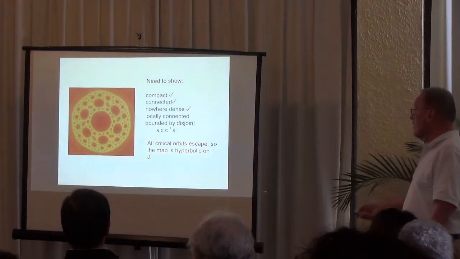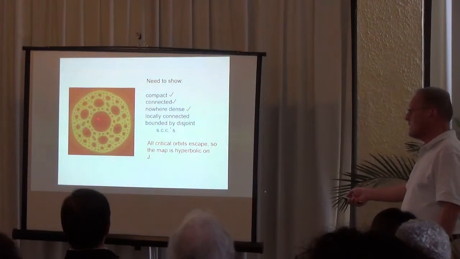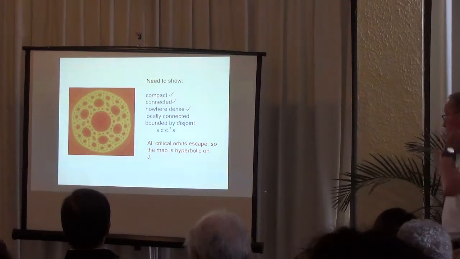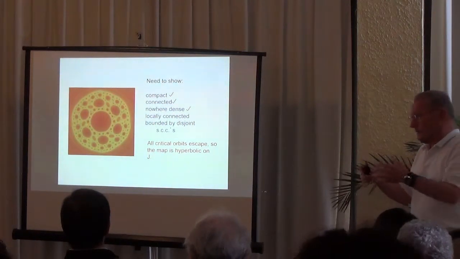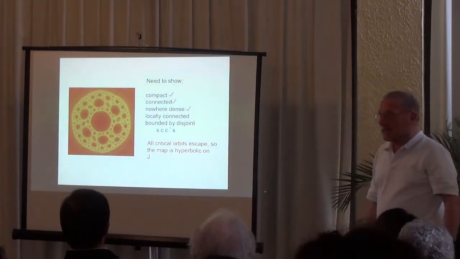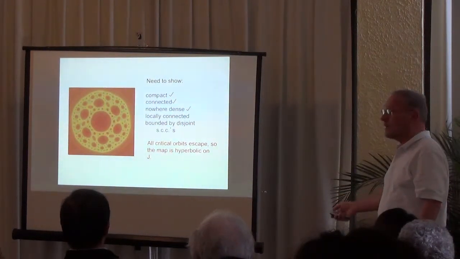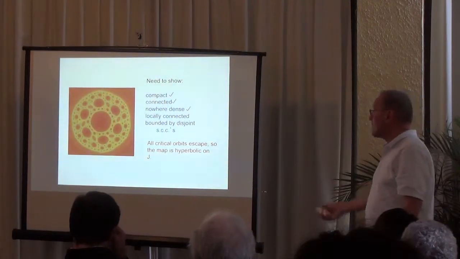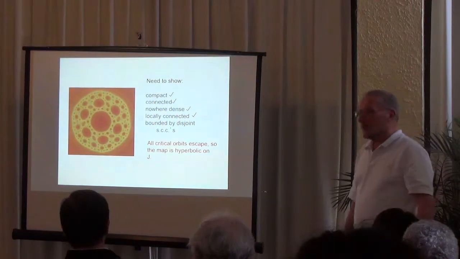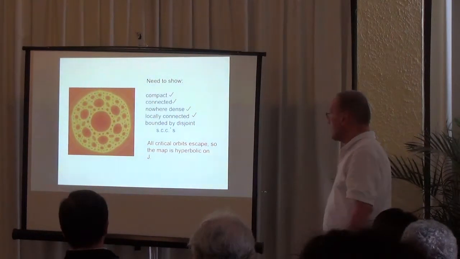Now, remember, all the critical orbits here eventually land in the trapdoor and go to infinity. They all lie in the basin of infinity, so that means there are no critical orbits in the Julia set. The map on the Julia set is what we call hyperbolic. And when that happens, the Julia set is automatically locally connected. So cool, just like that, proving 4 of those properties is trivial.